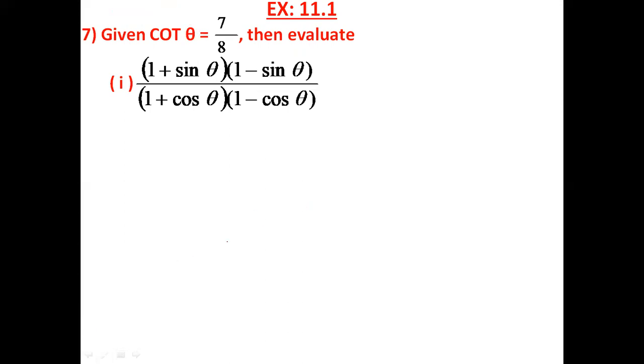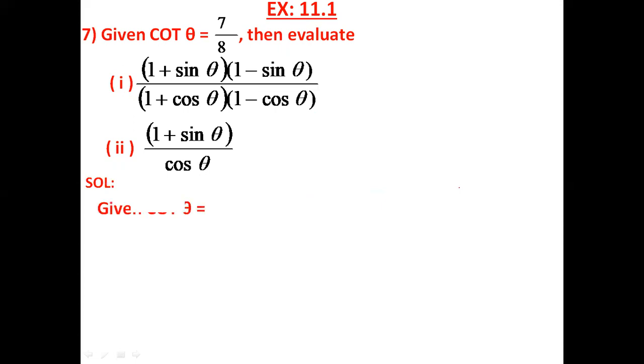Right. Now, the second one is (1 plus sin theta) by cos theta. Here, theta is an angle. Theta is the Greek letter. Now, what is given? Solution. What is given? Cot theta is equal to 7 by 8.